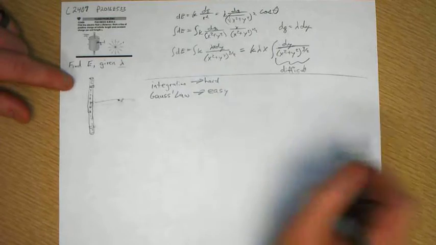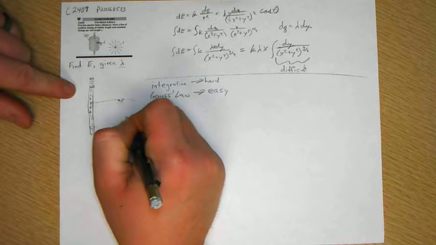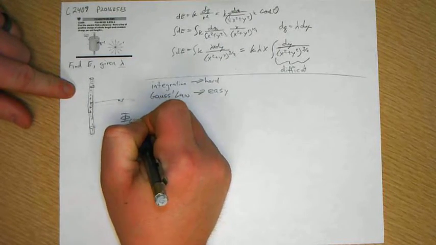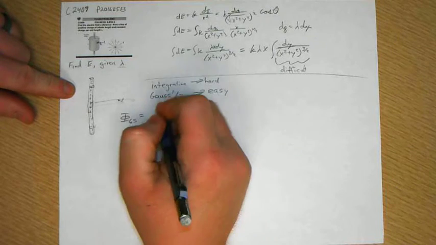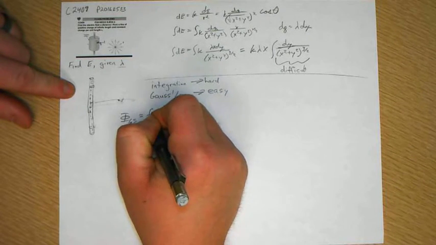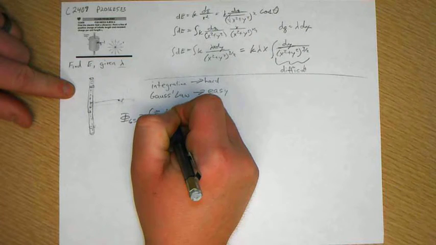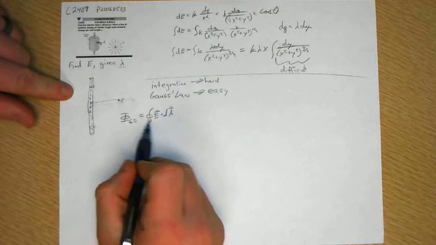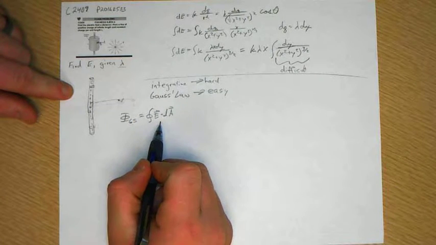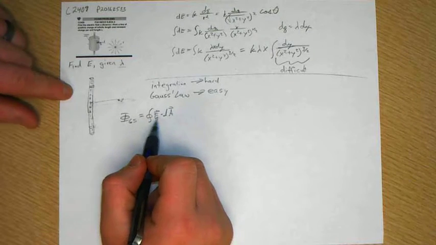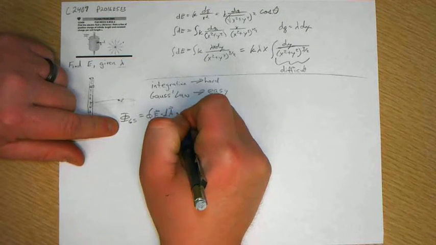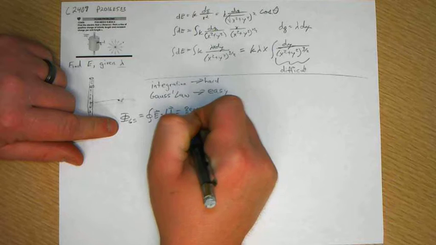So Gauss's law says that the flux through some imaginary Gaussian surface is equal to the integral of E dot dA. Now this is just the definition of flux. This is not Gauss's law yet. But the flux through the Gaussian surface is equal to the charge enclosed over epsilon.